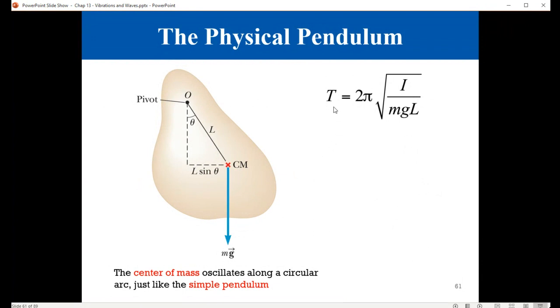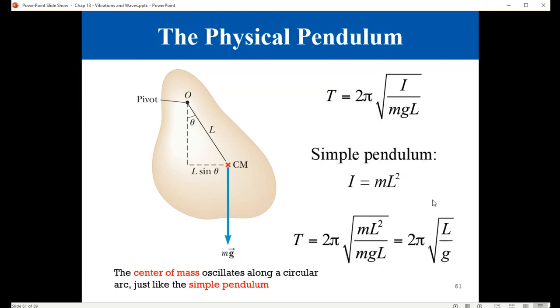So the period of oscillation is 2 pi, because here we have dimensions for this body, it's not a string. So we deal with the moment of inertia. So it is I, the moment of inertia, divided by mgl. And for this pendulum, I is ml squared. So when you substitute for the moment of inertia, ml squared, this equation is simplified to the same equation that we had earlier for the simple pendulum. 2 pi square root of L over g.